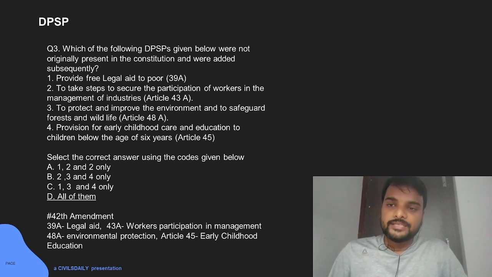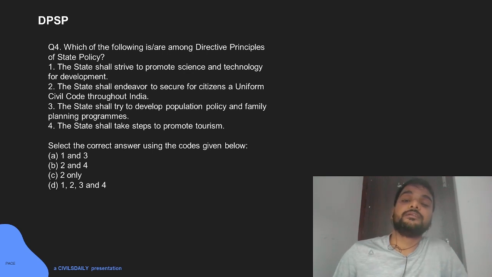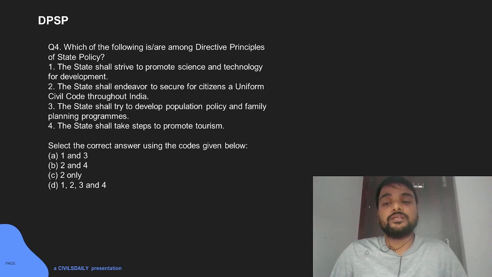So moving on to the next question. Which of the following is a directive principle of state policy? Again, one option is that you remember all of them, or if you do not, you have to use elimination. The state shall strive to promote science and technology for development. This looks more like a fundamental duty, or it is a matter of policy. So we will not include 1 for now.